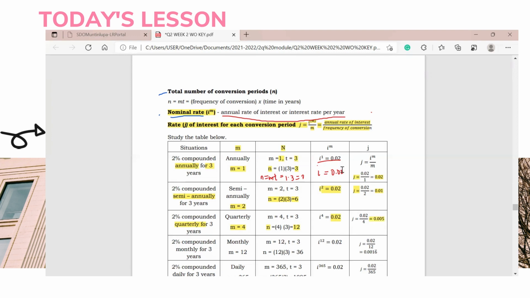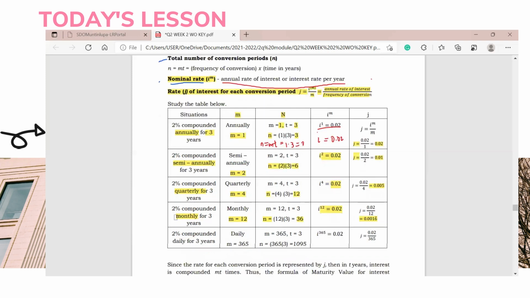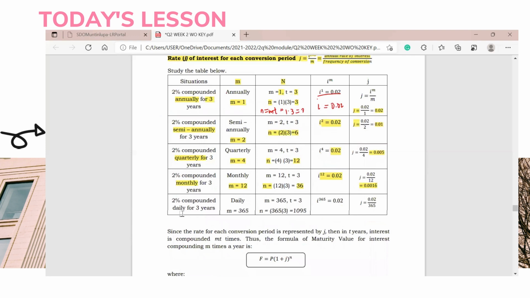2% compounded monthly. So, ilan bang months meron sa isang buong taon? So, there are 12. So, M is equal to 12. Ang N mo, MT, 12 times 3, 36. So, i raised to 12 is still 0.02. This time, ang divisor na natin ay 12. So, 0.02 divided by 12, 0.0016. Next is compounded daily.